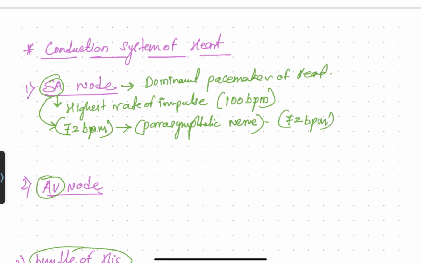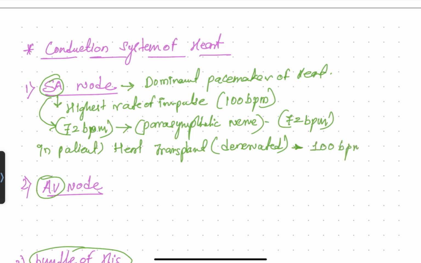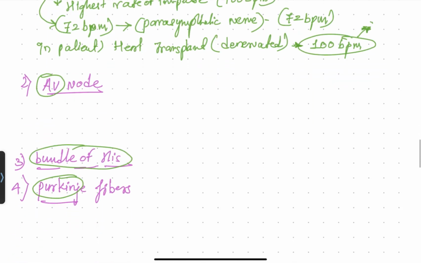Parasympathetic nerves. Okay, so these will maintain our heart rate at 72 beats per minute. Okay, but in the patient with heart transplant, their heart is denervated. That means there are no nerves. Okay, so what will happen is, the transplanted patient's heart will beat at the rate of 100 beats per minute only, and this is normal in post heart transplant patients. This you should remember.